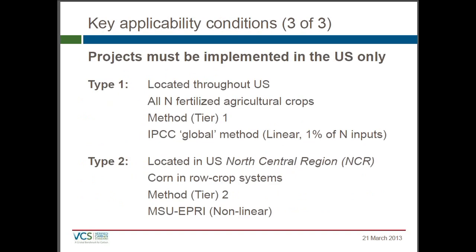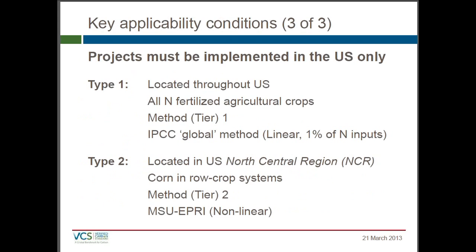The third applicability slide. Projects must be implemented in the United States only, as we've heard. Type 1, I'd call them, located throughout the U.S., all project lands in the U.S. and all croplands in the U.S. Those projects would use what's classified as Method 1, if you like, or Tier 1, which is in effect the IPCC global method, a linear relationship between nitrogen rate and nitrous oxide emissions, whereby 1% of the nitrogen applied is emitted as nitrous oxide nitrogen. There's also the Type 2 project, which, as mentioned previously, are located in the U.S.